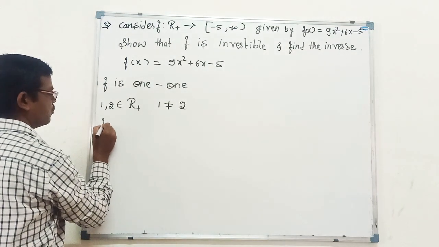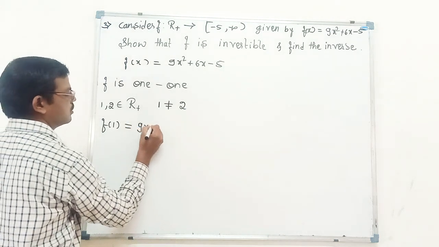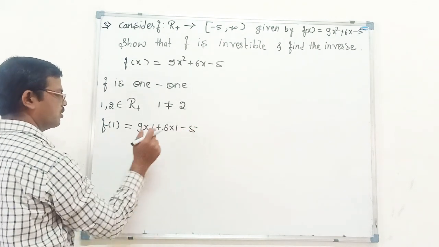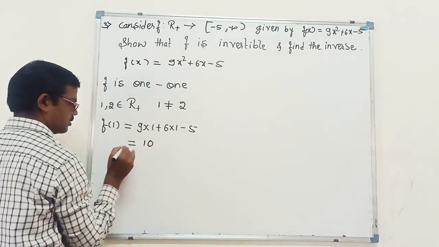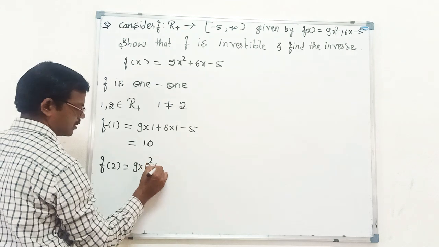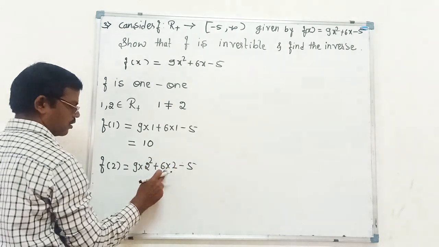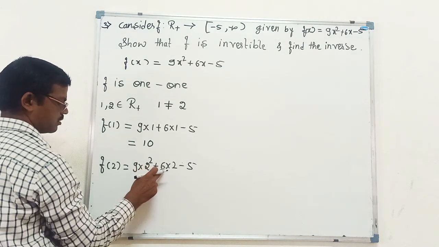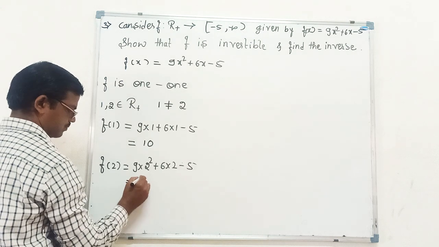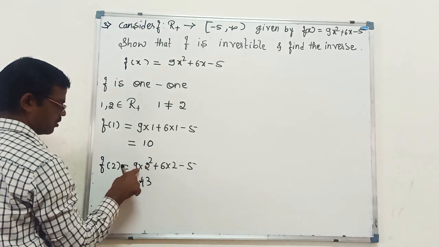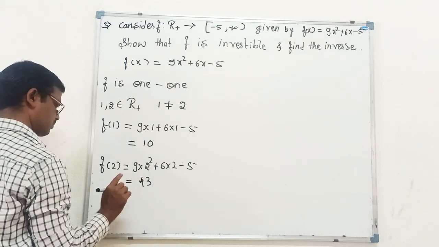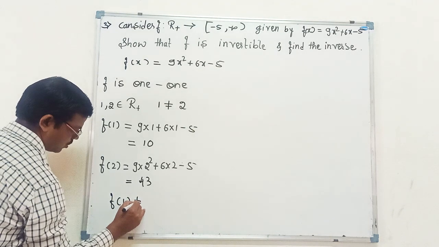So if you put f of 1, it is 9 into 1 plus 6 into 1 minus 5, that is 15 minus 5, equal to 10. Next, f of 2, 9 into 2 square plus 6 into 2 minus 5, 9 into 4 is 36, 36 plus 12 is 48, 48 minus 5 is 43. So f of 1 is not equal to f of 2.